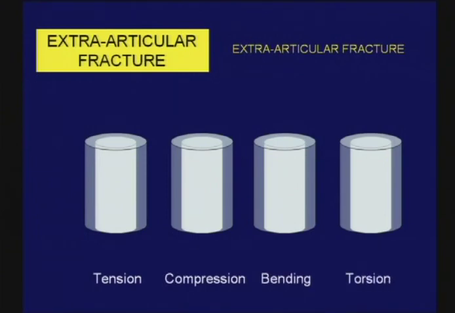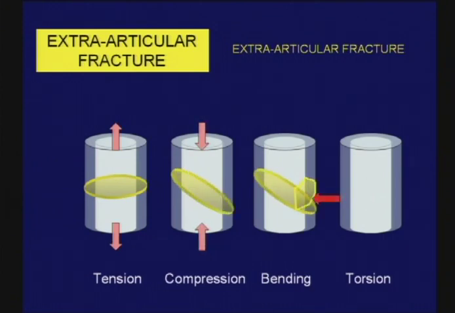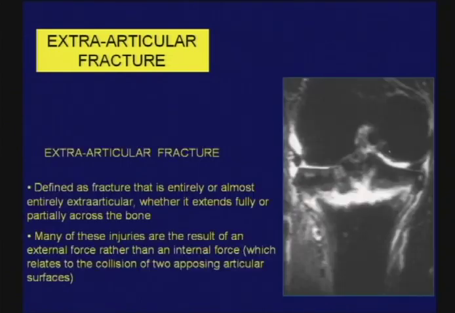There are 4 mechanisms that lead to these fractures: tension, compression, bending, and torsion. Tensile leads to a pulling apart and a transverse fracture line. Compression leads to an oblique fracture line. Bending leads to an oblique fracture line with a butterfly fragment at the point of force input. So whenever you see a butterfly fragment, that's where the force entered the bone. It's not on the opposite side. And then torsion leads to spiral types of fractures.